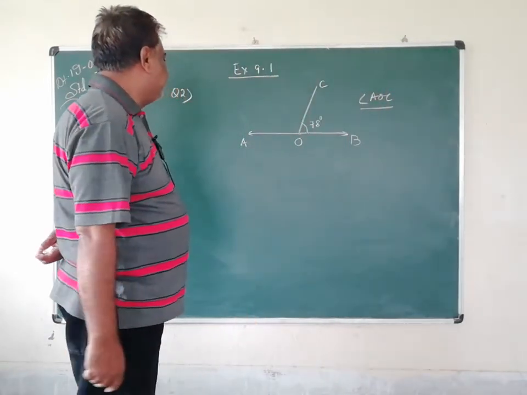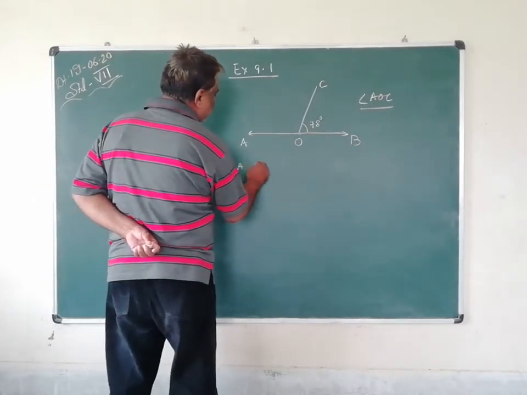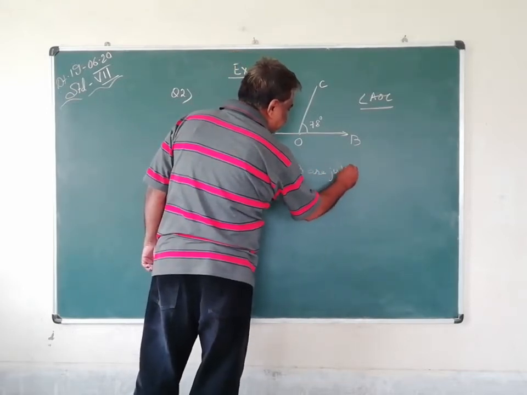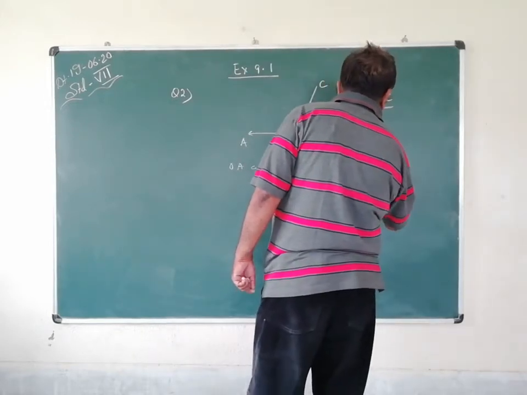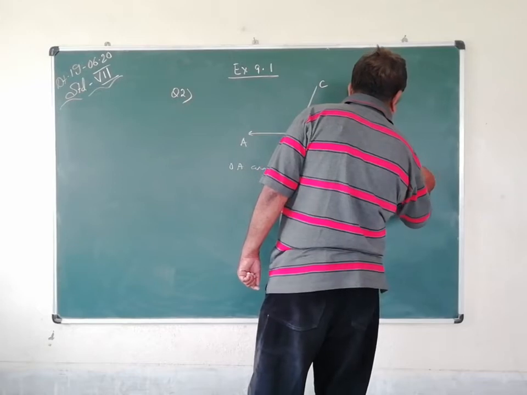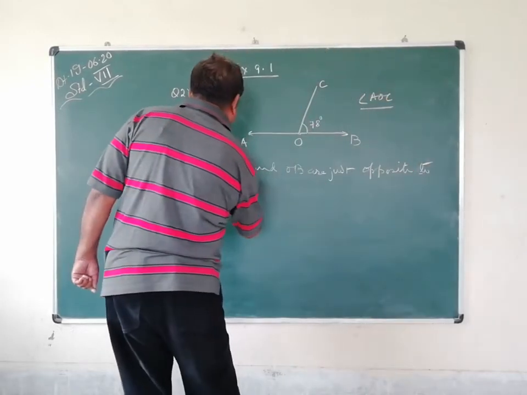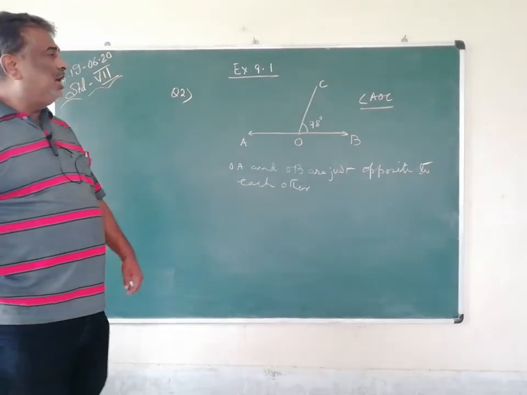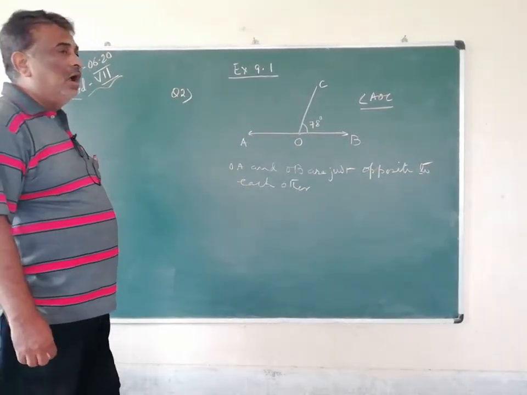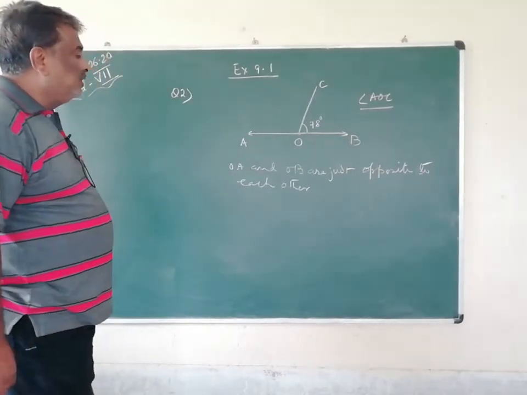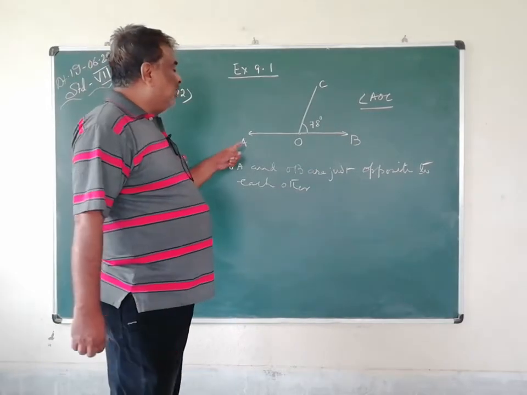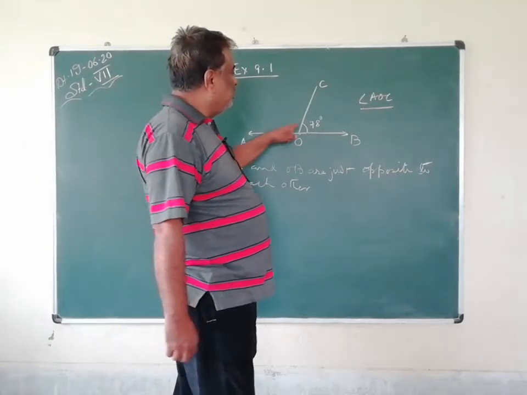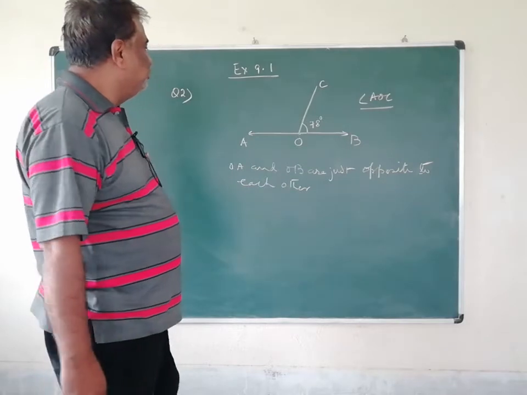Now what happens here, we find that OA and OB are just opposite to each other. So angle AOC and angle BOC form a linear pair. And as I have taught you and shown you in the last class, one of the axioms is the linear pair axiom. Angle AOC plus BOC, the sum of these two angles, will be equal to 180 degrees.